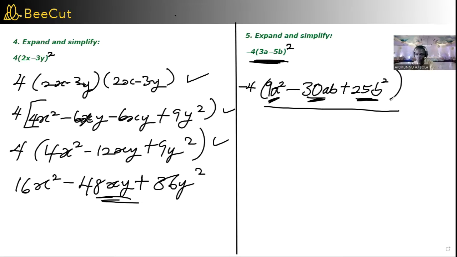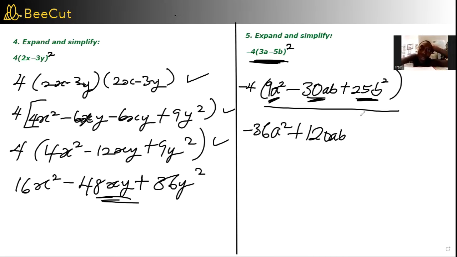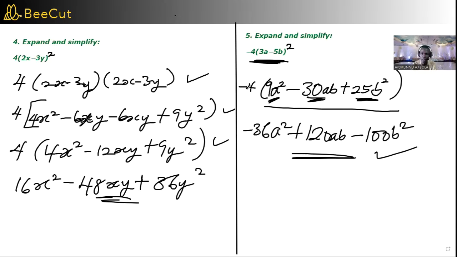So you are going to use minus 4 on the bracket now. So minus 4 times 9 is what, Tracy? Minus 36. Okay, minus 4 times minus 30ab. What do you have? 30 times 4 is 120ab. Then minus 4 times 25. What is 4 times 25? That is 100. Yes or no? So you have minus 100b squared. So this will be your final answer after expansion. Is that taken? Yes, sir.